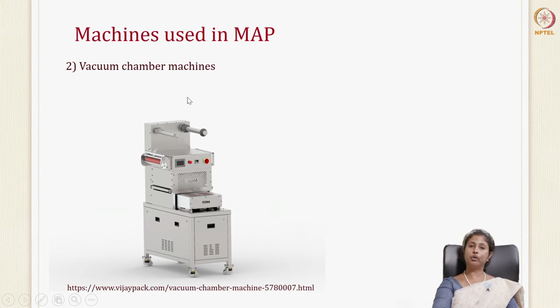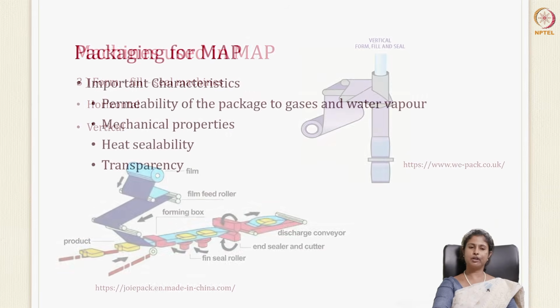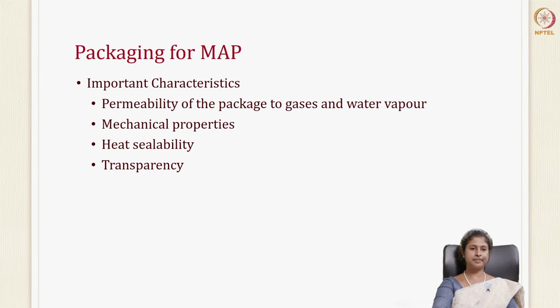Another machine is your vacuum chamber machine, which is familiar to you by now, which completely removes the air. As we have discussed, vacuum packaging is a form of MAP. The form fill seal machine can be horizontal or vertical. I'm not discussing this because it is already discussed in the machine systems.